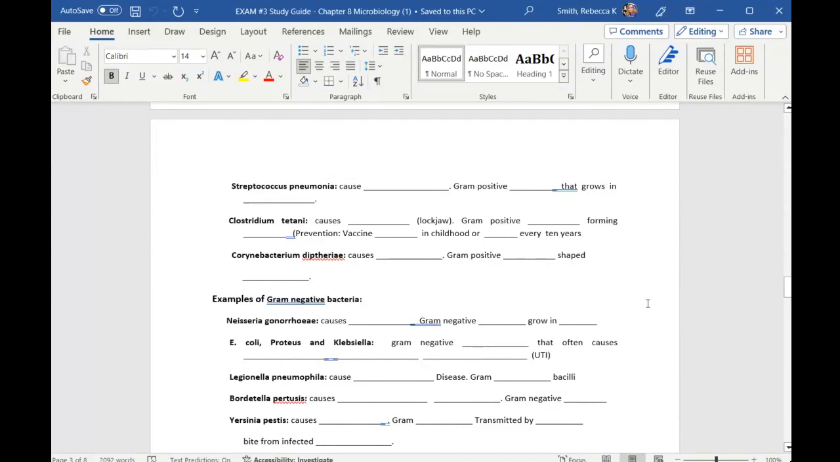Okay, Clostridium tetani causes, we had this already? Tetanus. Yep, they're gram-positive spore forming bacilli. There's a vaccine for this, right? It's given in childhood, and then every 10 years, DTP every 10 years. Yeah.